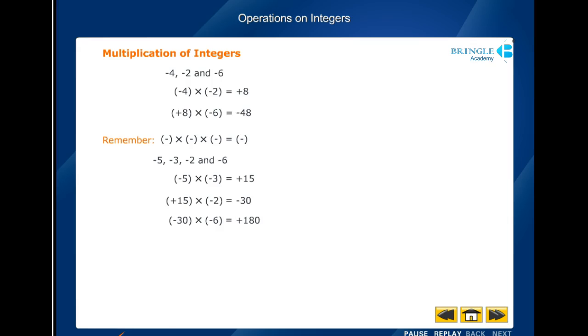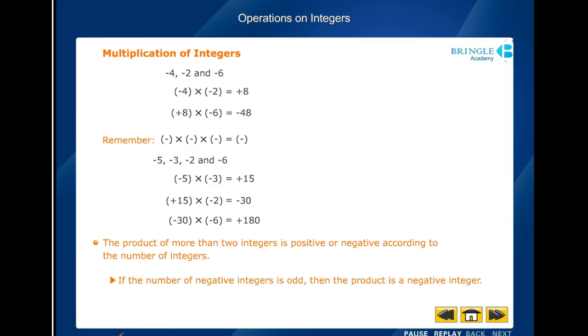This tells us that the product of more than two integers is positive or negative according to the number of negative integers. If the number of negative integers is odd, then the product is a negative integer. If the number of negative integers is even, then the product is a positive integer.